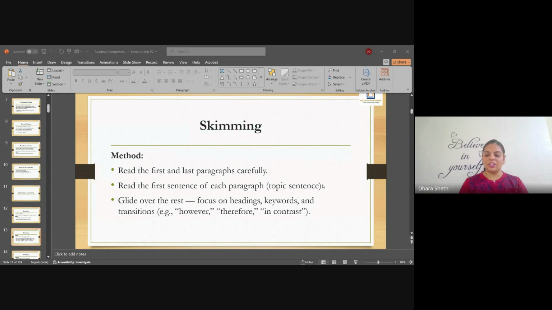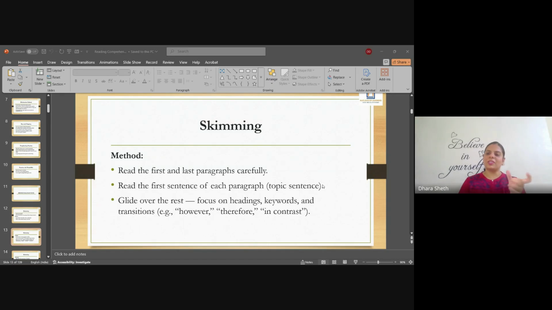If there's a research article that you need to go through fast, if there's a news article that you need to read fast, skimming is a technique which can give you the main gist, or the main idea of a passage. So read the first and the last paragraphs. In our case, read the first 4 lines and the last 4 lines. Glide over the rest. Focus on headings, keywords, and transitions like however, therefore, in contrast.